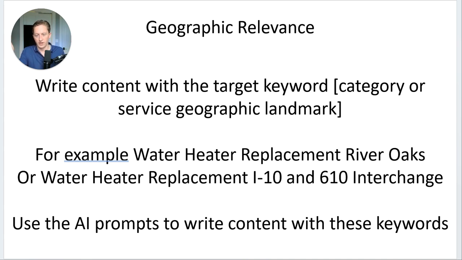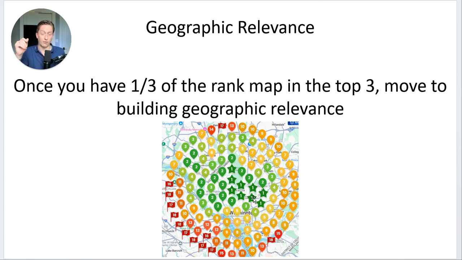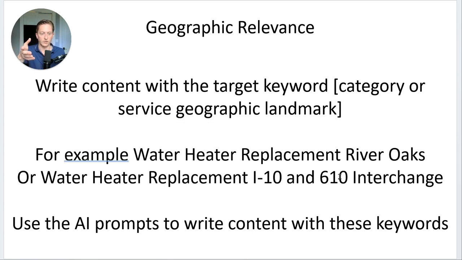Then we're going to write content targeting that primary category, or whatever we're trying to rank, and the geographic landmark. So for example, if this was your rank map for plumber Washington, D.C., say we're going to start with this 5 and we're going to write an article targeting a geographical landmark near that number 5, targeting plumber plus the geographical landmark, right? So the example here is something like water heater replacement River Oaks or water heater replacement I-10 and 610 interchange if you're in Houston. And again, we have the AI prompts that will help you write the content with those target keywords in mind.